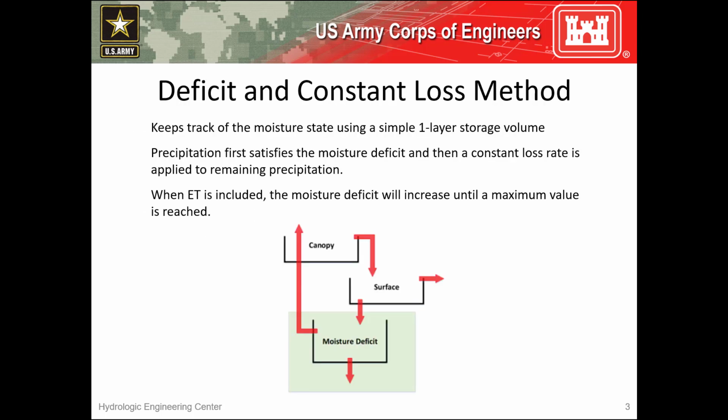Now, this method is similar to the initial and constant method in that an initial volume must be satisfied, and afterwards, any additional precipitation is lost at a constant rate. Anything that's not infiltrated becomes excess precipitation. However, this method is capable of continuous simulation by accounting for the subbasin moisture state. To do this, a maximum moisture deficit and evapotranspiration data are also required. Evapotranspiration increases the subbasin moisture deficit during periods of no precipitation. In other words, evapotranspiration acts to dry out the soil.